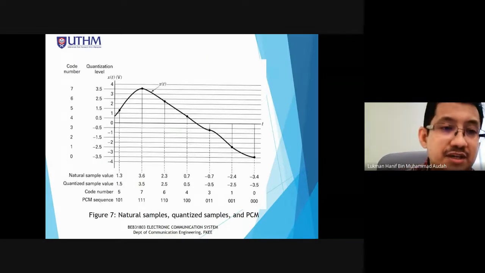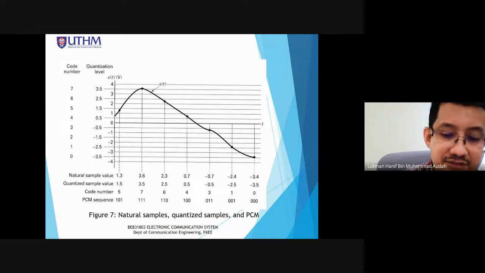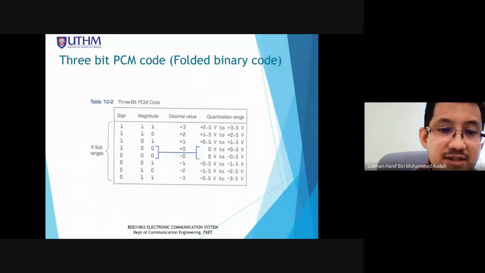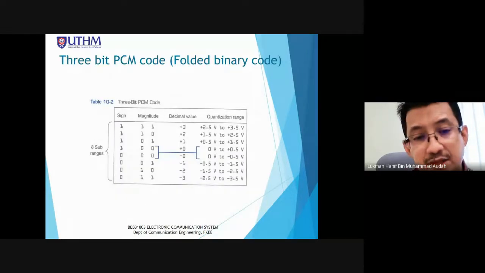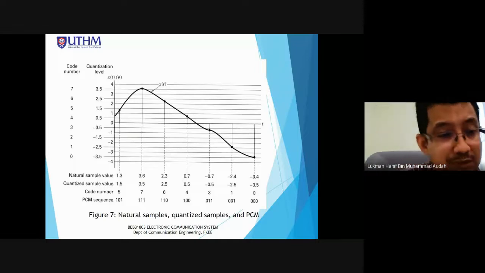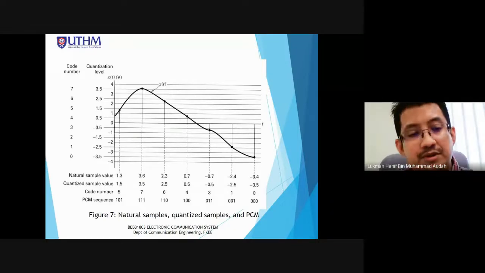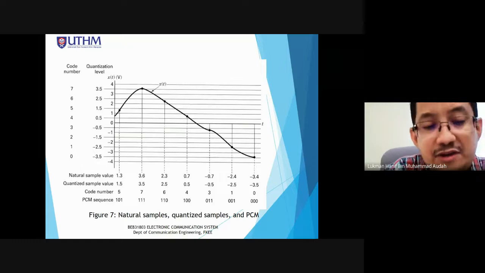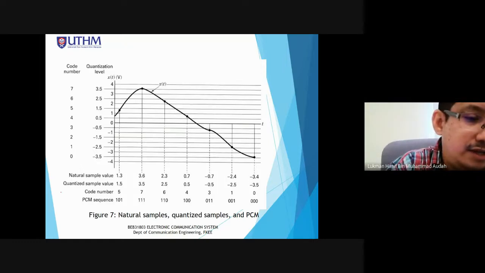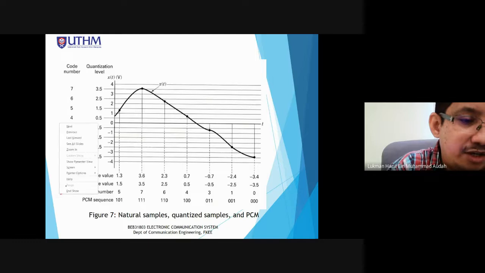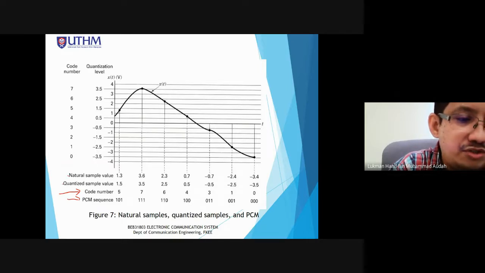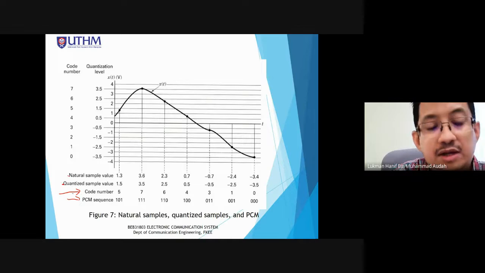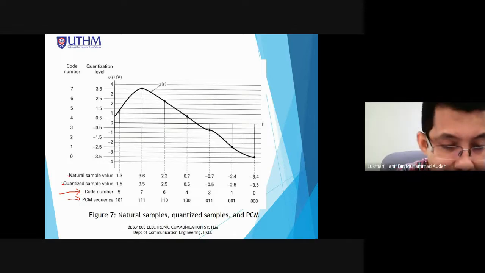Saya nak kembali kepada yang ini, saya teruskan, saya skip satu slide sekejap. Nanti saya akan terangkan yang ini, folded binary. Saya nak terangkan yang ini. Ini pun telah saya terangkan tadi sebenarnya. Okay. So about encoding. Encoding kita nak lihat dua baris yang bawah ini. Sebab tadi dua baris yang atas adalah sample, kemudian quantization, kemudian barulah kita buat proses encoding.